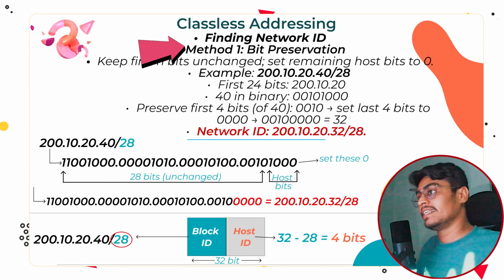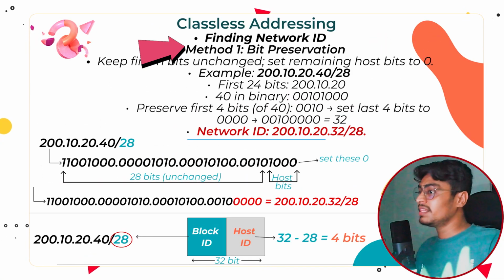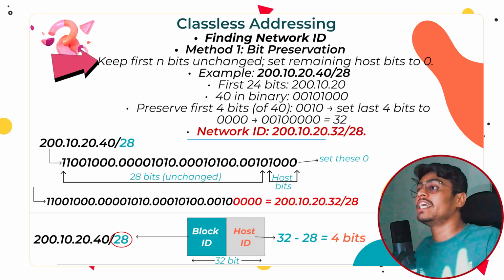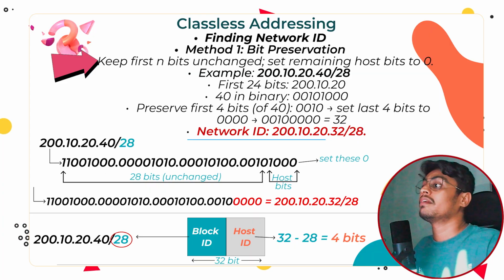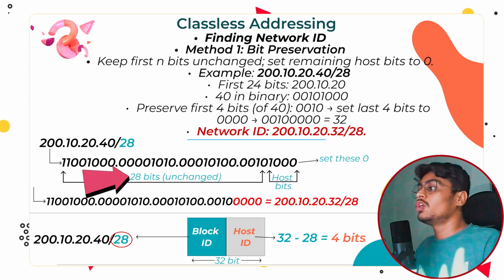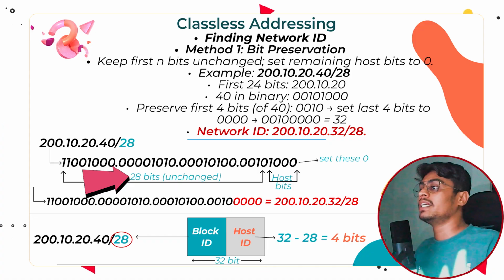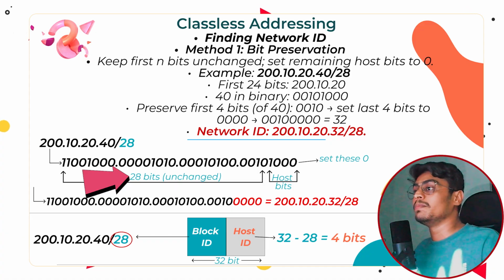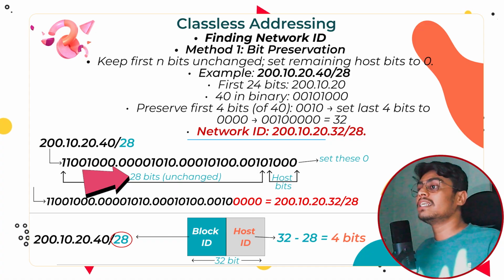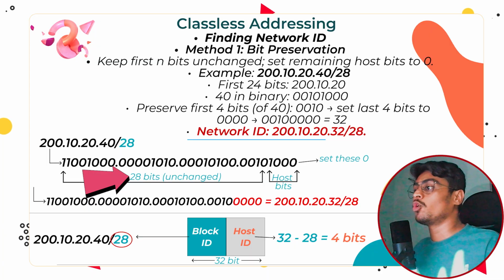Simple method of finding network ID. Here is the simple method. In this IP address, keep the first 28 bits from the MSB exactly as they are. Okay, don't touch the 28 bits. 28 bits mean 200 represents 8 bits, 10 represents 8 bits, 20 represents 8 bits. That's 24 bits. We need 4 more bits from 40.